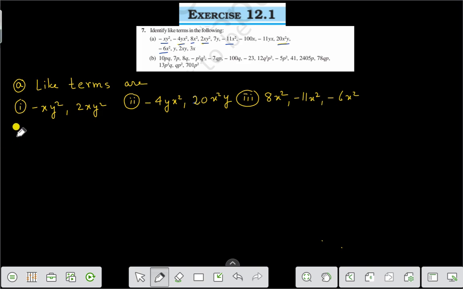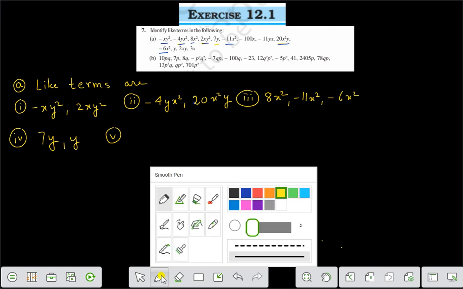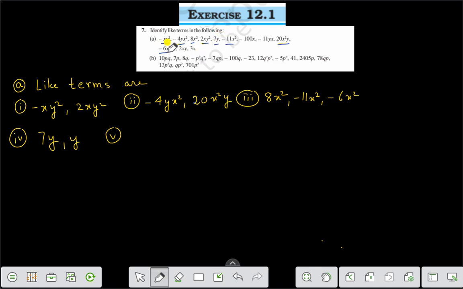Now number 4, let us take the value of 7y. Here you see this is 7y and this is y. 7y and y, these are also like terms. Next, another one is minus 100x.